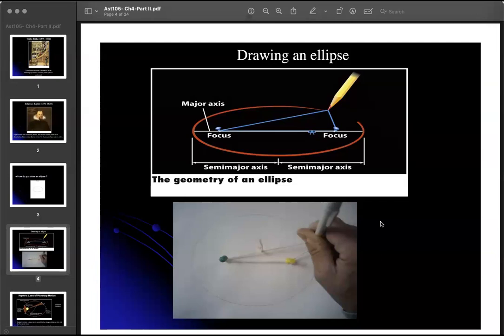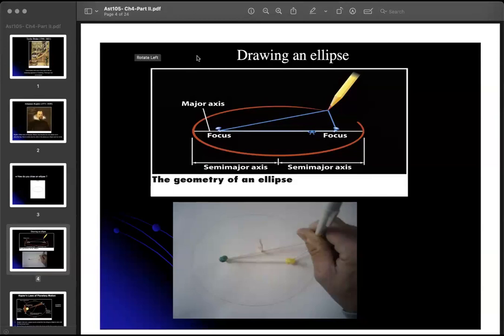There is some terminology for the different points there. This line along the longer side of the ellipse is called major axis, and then these 2 points are called focus, and then half of this line is called semi-major axis. Okay. And then there is a property of ellipses which is called its eccentricity.